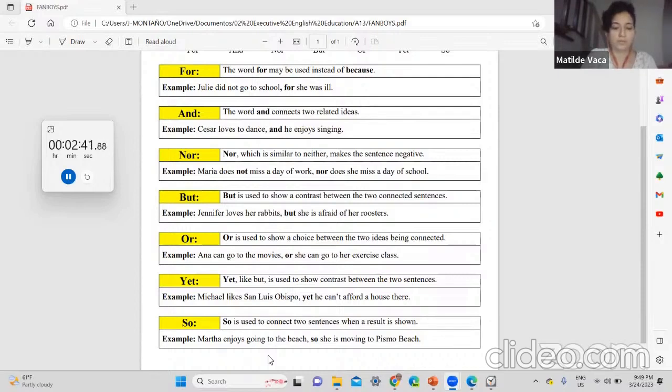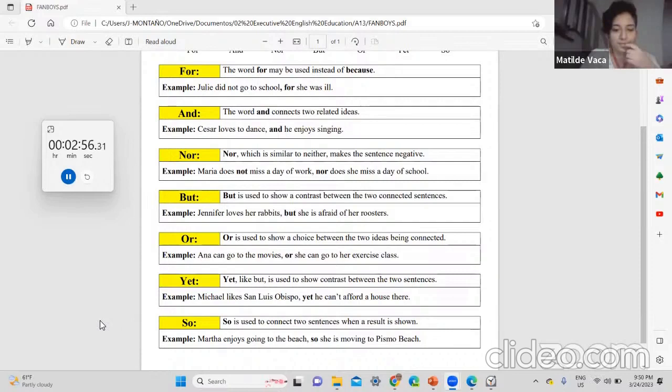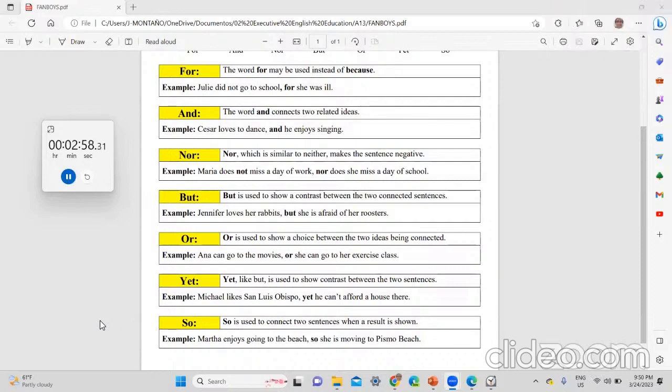I'm confusing. I'm using the yet in another way. Yes, that word also changes, right? When it's used at the beginning, after the comma, and before the second idea, it means however, it means but, right? But when it's used at the end, it's only for negative.